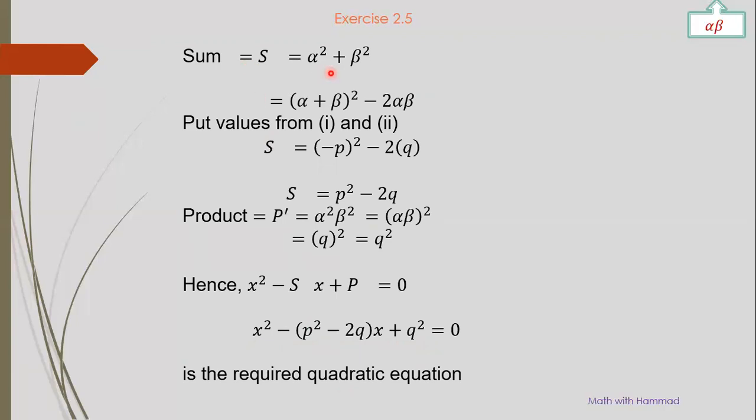S means the sum of the roots alpha square plus beta square, which can be written as alpha plus beta whole square minus 2 alpha beta. Replace the value of alpha plus beta, that is minus p whole square minus 2 into q. Minus p square means p square minus 2q, and the product of roots is q square. x square minus sx plus p, as we know, is the standard form. So replace the value of s as p square minus 2q and p as q square. We have the final answer: x square minus p square minus 2q into x plus q square is our required quadratic equation.